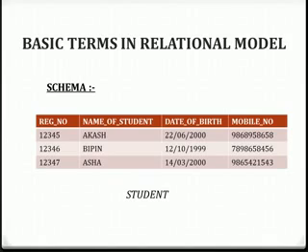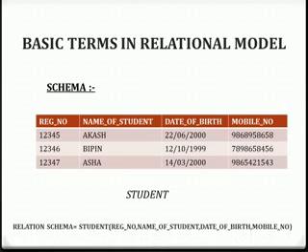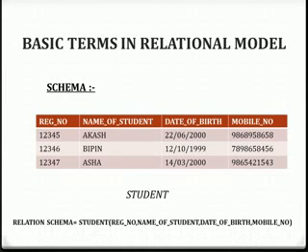Now what is the schema? Schema means the actual structure of the table. So what is the structure of the table? So this relation schema of the table will be written as follows: the name of the table and the name of the attributes, that is the heading of the columns. So this is the schema, means registration number, then name of the student, date of birth, mobile number.